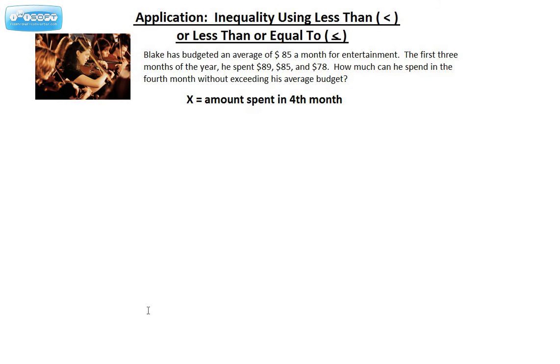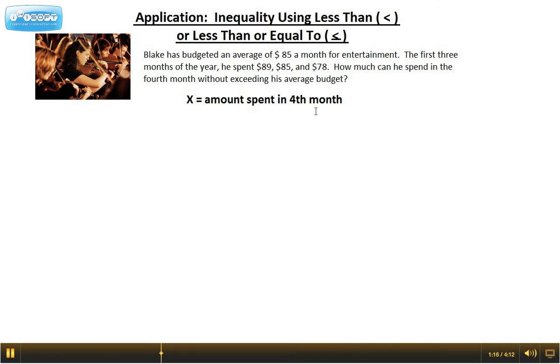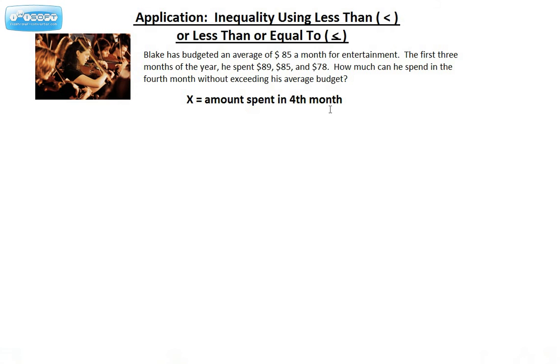We know that when we average something, we always add the items together and then divide by the number of items. Well, we don't know the amount spent in the fourth month, but we do for the first 3. So if we add all 4 together and divide by 4, that would be the average. So here we have our average, which are the 4 amounts added together divided by 4.